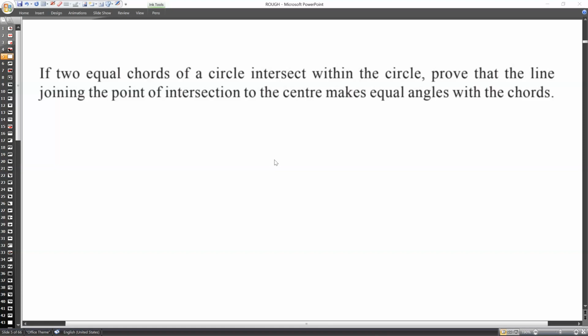So how will you do this one? This is an important question. This is similar to the previous one. Okay.